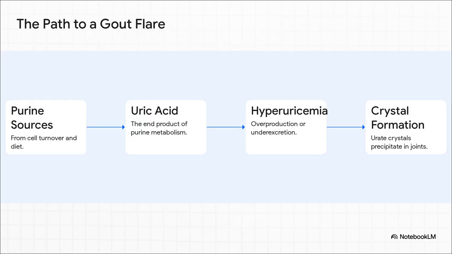You know, I love this slide because it just lays the whole process out so simply. It all starts with purines, the building blocks of DNA. Our body breaks them down into uric acid. Now, if you make too much uric acid, or, and this is the much more common scenario, your kidneys just can't get rid of it fast enough, the levels creep up, and bam, crystals start to form.